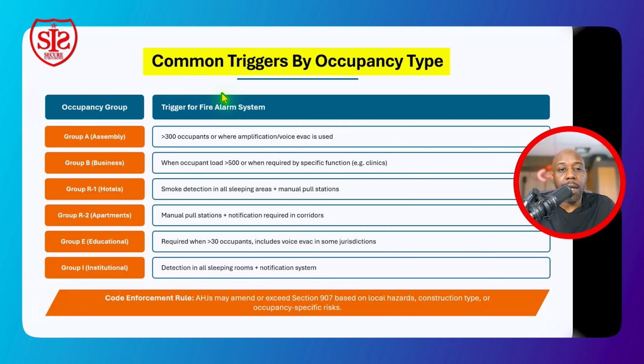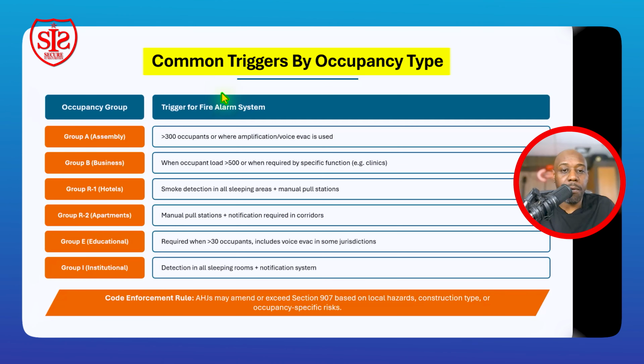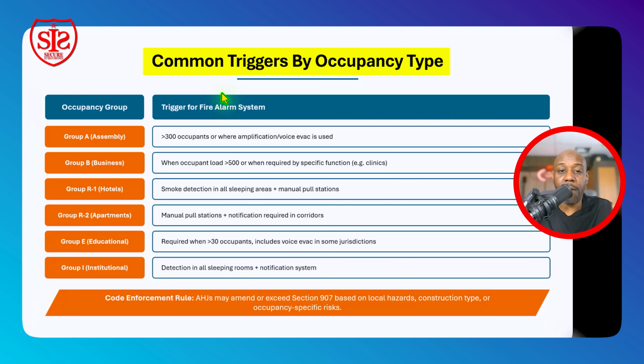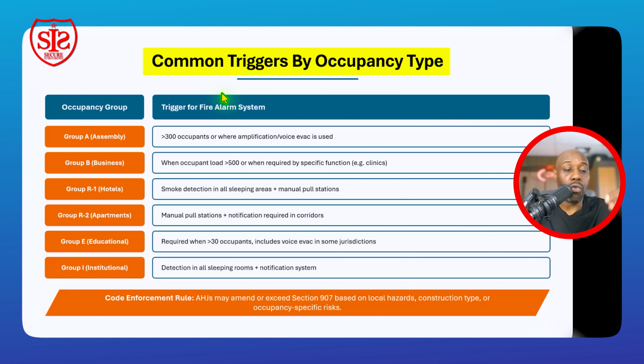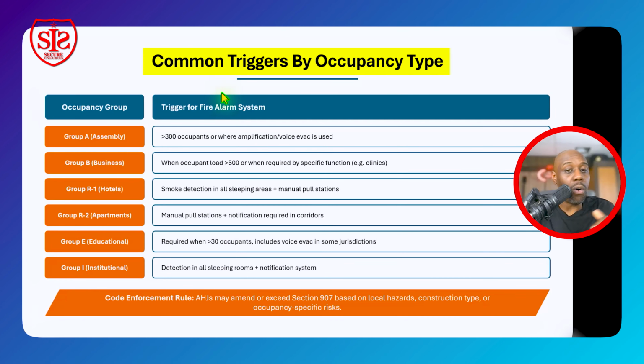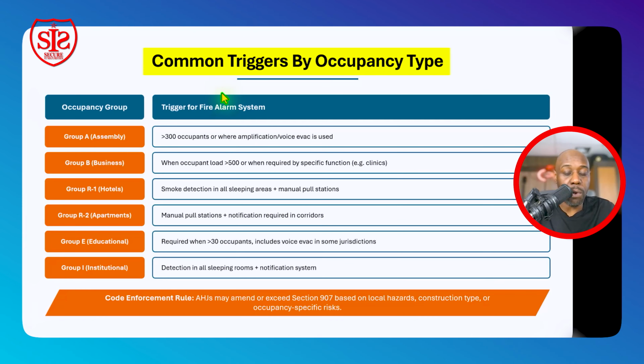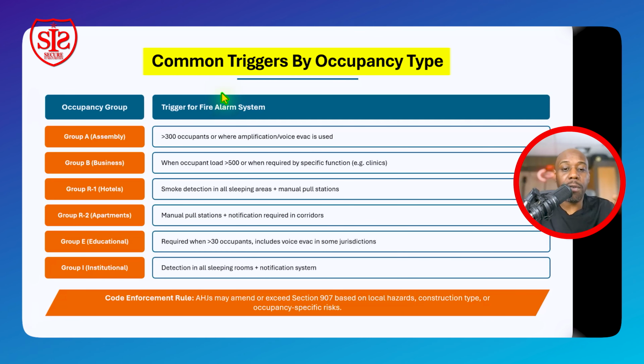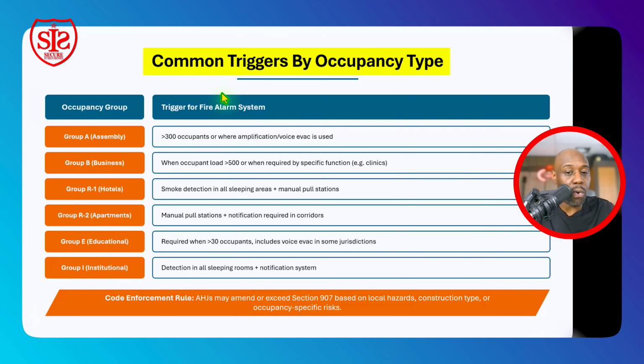If there are 300 or more occupants where amplification and voice evac is used. Group B is business, when the occupancy load is more than 500 or when it's required by specific function like a clinic. Group R1 is for hotels. Smoke detection in all sleeping areas and manual pull stations are required. Group R2 is for apartments. Manual pull stations and notification are required in the corridors.